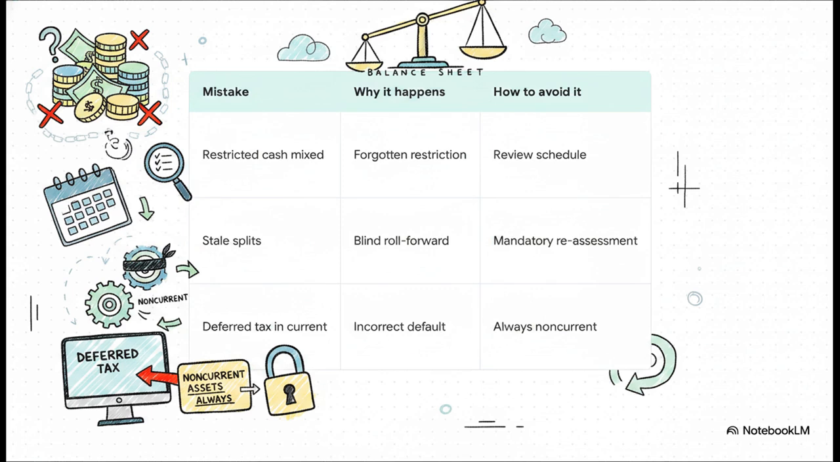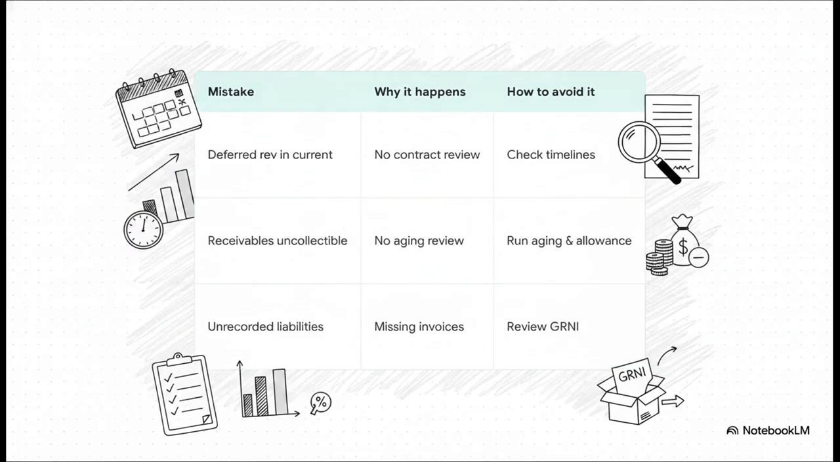Another classic trap. Letting your accounting software automatically default your deferred tax assets into current assets. Just a quick reminder, deferred tax assets and liabilities are always non-current, period. Implementing really simple process updates, like keeping a dedicated restricted cash schedule and forcing a period-by-period reassessment, will save you from these massive audit-finding errors. Same goes for deferred revenue. Please don't just dump it all into the current bucket. Why? Because you might have delivery timelines stretching out way past 12 months.